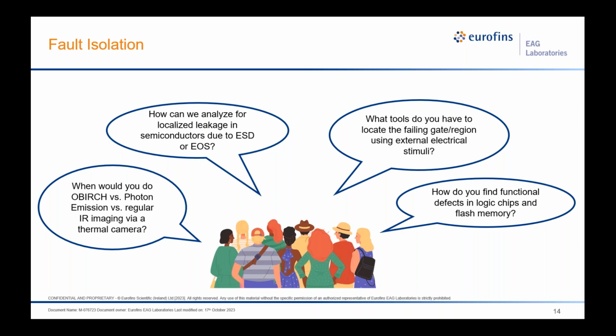Well, thank you. So the next question is, how can we analyze for localized leakage in semiconductors due to ESD or EOS? I think this question is a little bit related to the first question. ESD failures tend to have a lower level of leakage current, while EOS-related failures tend to have higher current. For EOS, when you have higher leakage current, say several hundred microamps or milliamps, you could consider thermal imaging. It's possible to find a hotspot. For ESD, the current is like sub-microamp. You'll probably have to use OBIRCH or photon emission, because with thermal imaging, at least for now, we're not able to find a hotspot if the leakage current is sub-microamp.